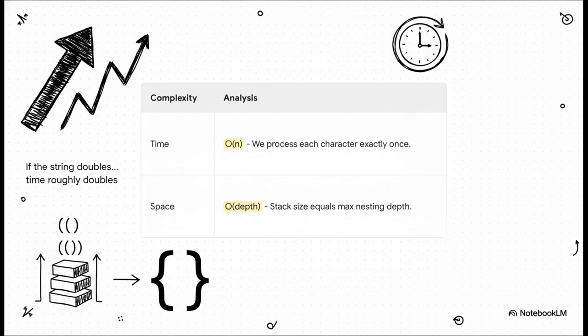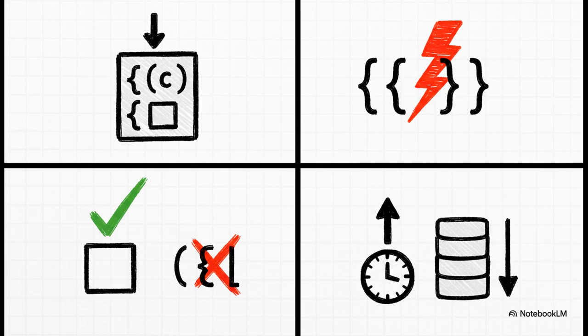For space, it's proportional to the maximum nesting depth. So for a string like open bracket, close bracket, open bracket, close bracket, the stack would only ever hold one item. The worst case, of course, would be a string of all opening brackets, which would be O of n space. So if you ever find yourself in a technical interview and this question comes up, here's your game plan.